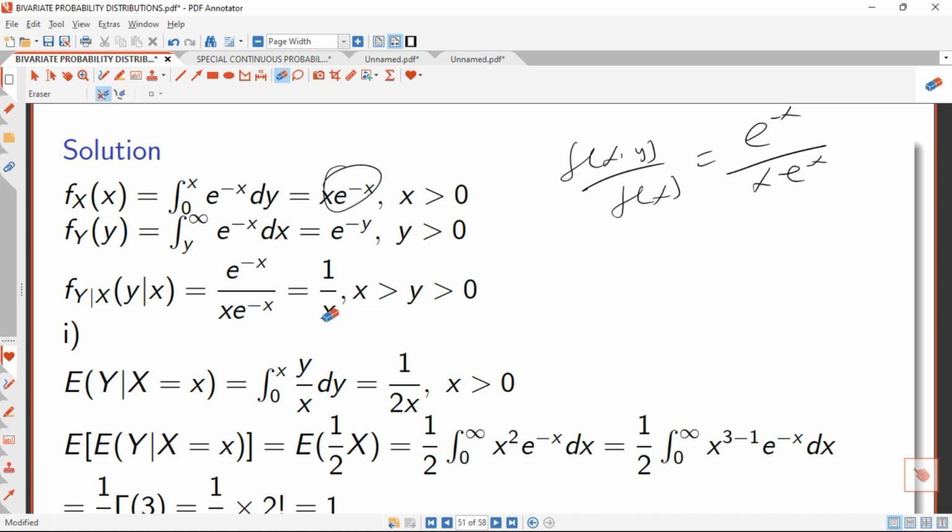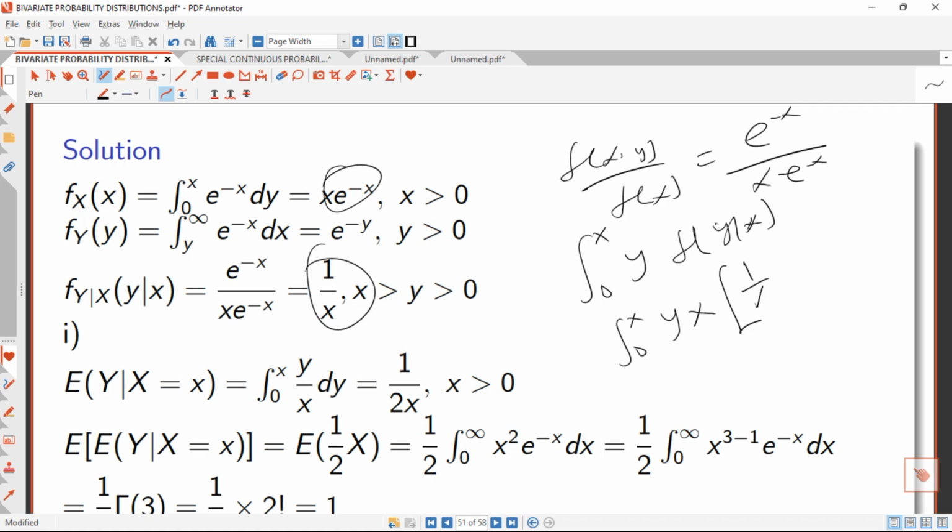That's our answer. So if you want to get the expectation of y given x, we are just going to multiply. This will give us the integral from 0 to x of y times the conditional probability of y given x, and this will give us 0 to x of y times 1 over x. That's the reason why when we multiply, we are going to get the integral from 0 to x of y divided by x. That's the reason why we had this one here.